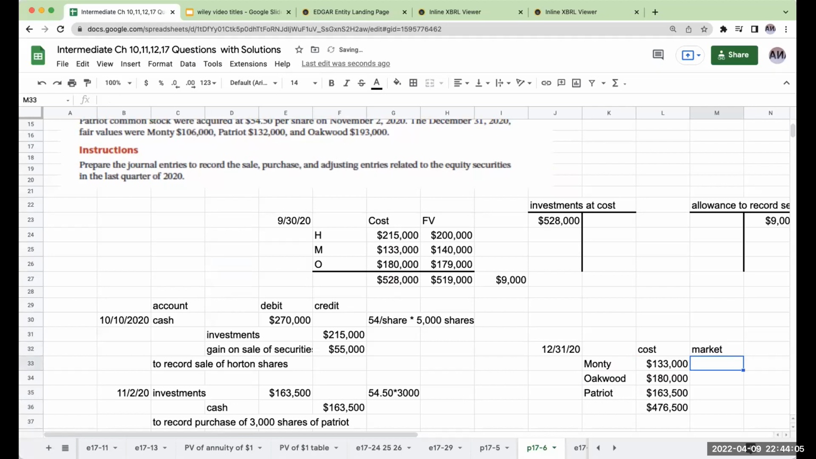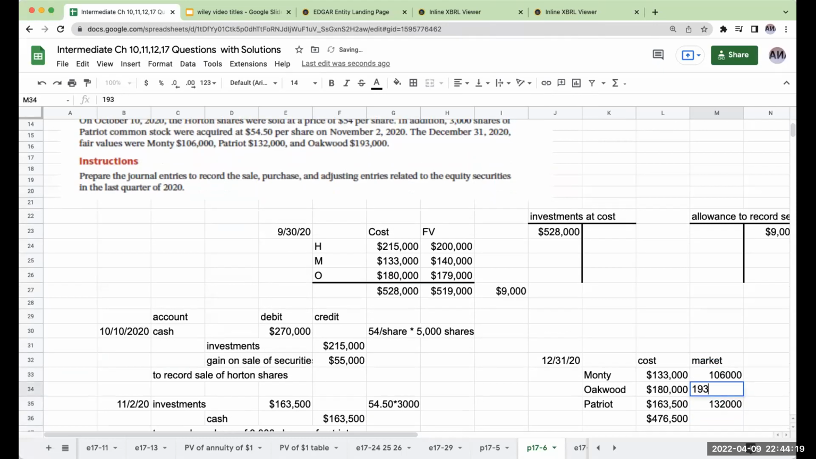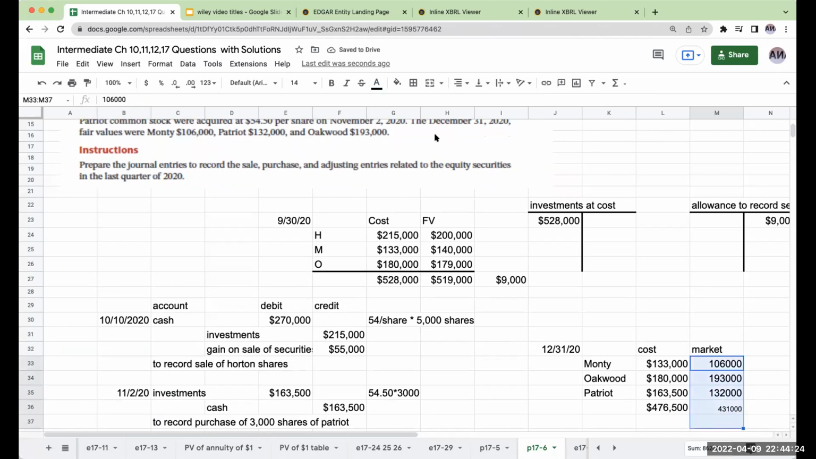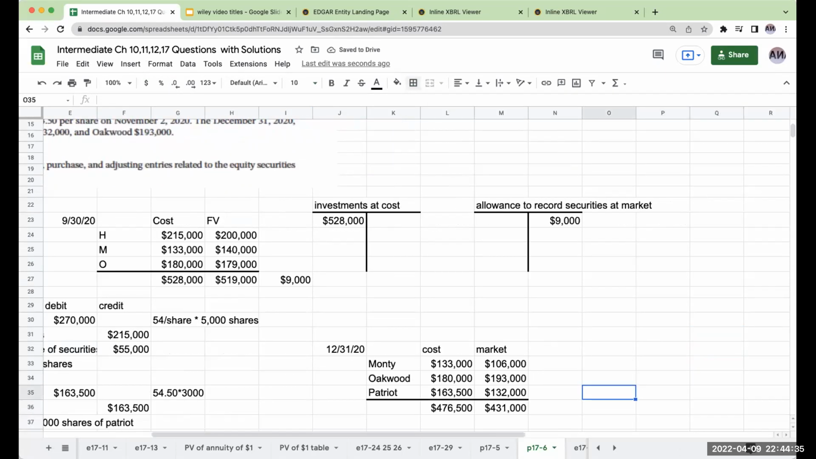But what I'm concerned with for this quarter is what exactly is my market value. It tells us that on December 31st, 2020, the fair values for Monty were 106,000. For Patriot, it was 132,000, and for Oakwood, it was 193,000. When I add this up, I'm going to come up with a total value of 431,000. So this tells me that the ending balance in my allowance, since I report securities at market, needs to be 45,500.